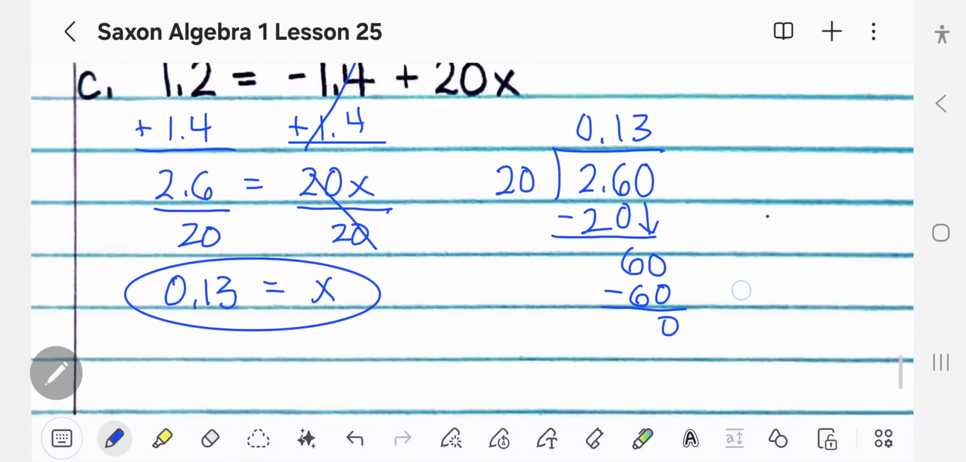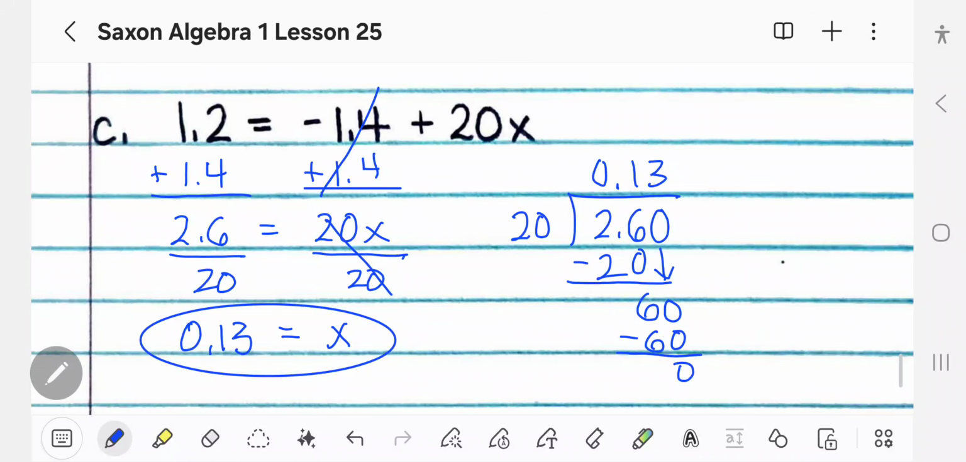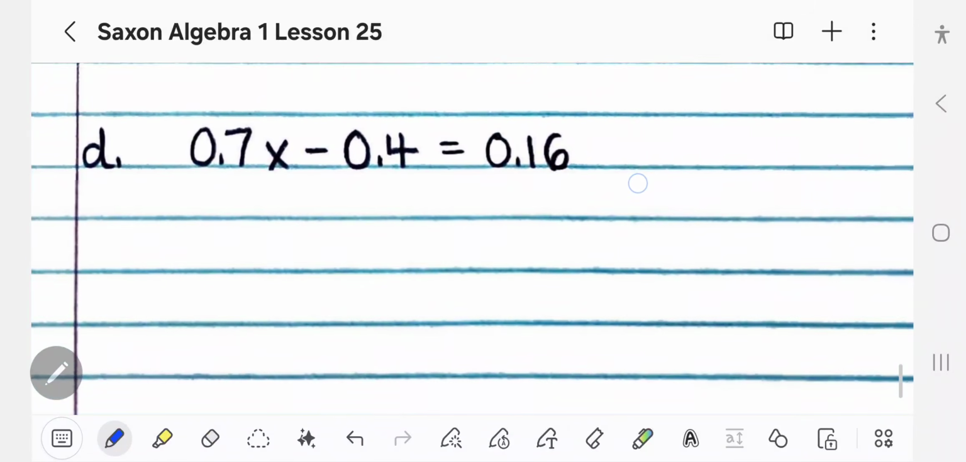Okay? And it might be fun for you to check these using a calculator. You could take this value, multiply it by 20, and then add a negative 1.4 to it, or subtract 1.4, and you should get this answer in your calculator. That's a fun way to check them.